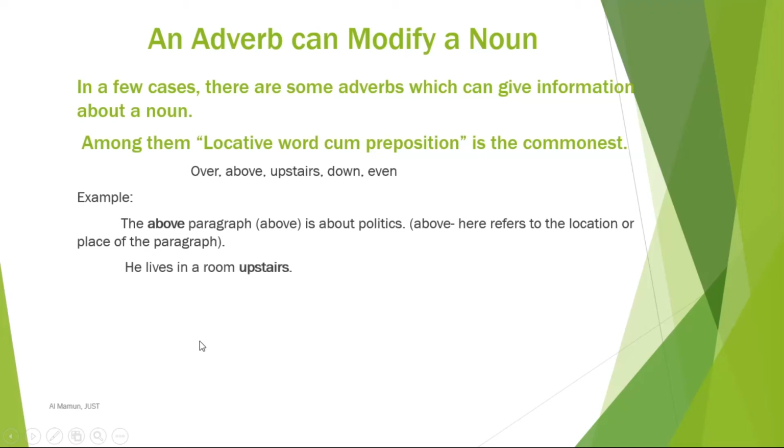He lives in a room upstairs. So here upstairs refers to a room, but the room does not have any quality which is upstairs, but here the place of the room is referred to by upstairs. I don't have even a pen. So it talks about a pen, and of course many people think that upstairs, above, indeed even they are adjectives.